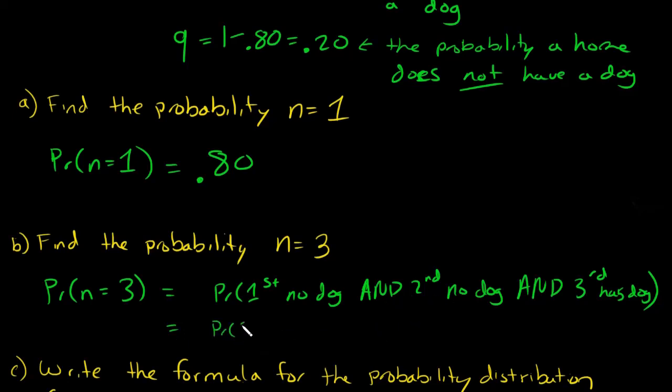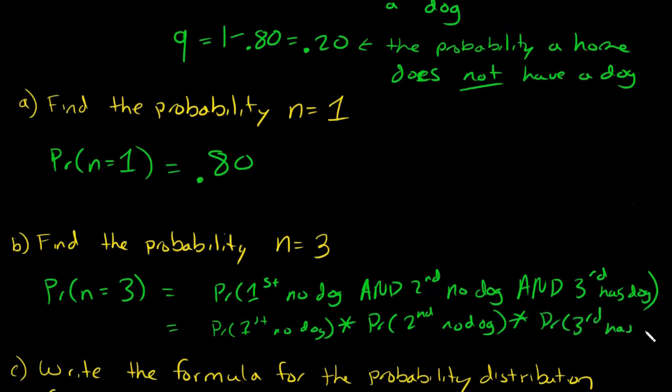This is basically the same thing as the probability that the first has no dog, times the probability that the second has no dog, times the probability that the third has a dog. So what I've done is use my multiplication rule: if I have an "and," then I have independence, and I know I can break this down using the multiplication rule into these three probabilities.